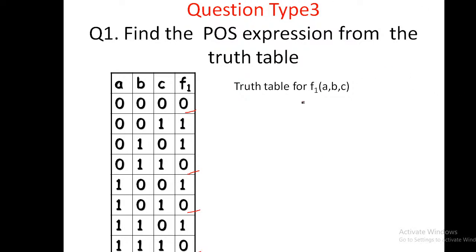Definitely you can say capital M0 will be there, right? M0 will be there, M3 will be there, M5 will be there and M7 will be there. Okay, we need to consider 0 in case of POS and we need to consider 1 in case of SOP. That is the rule we used to follow.